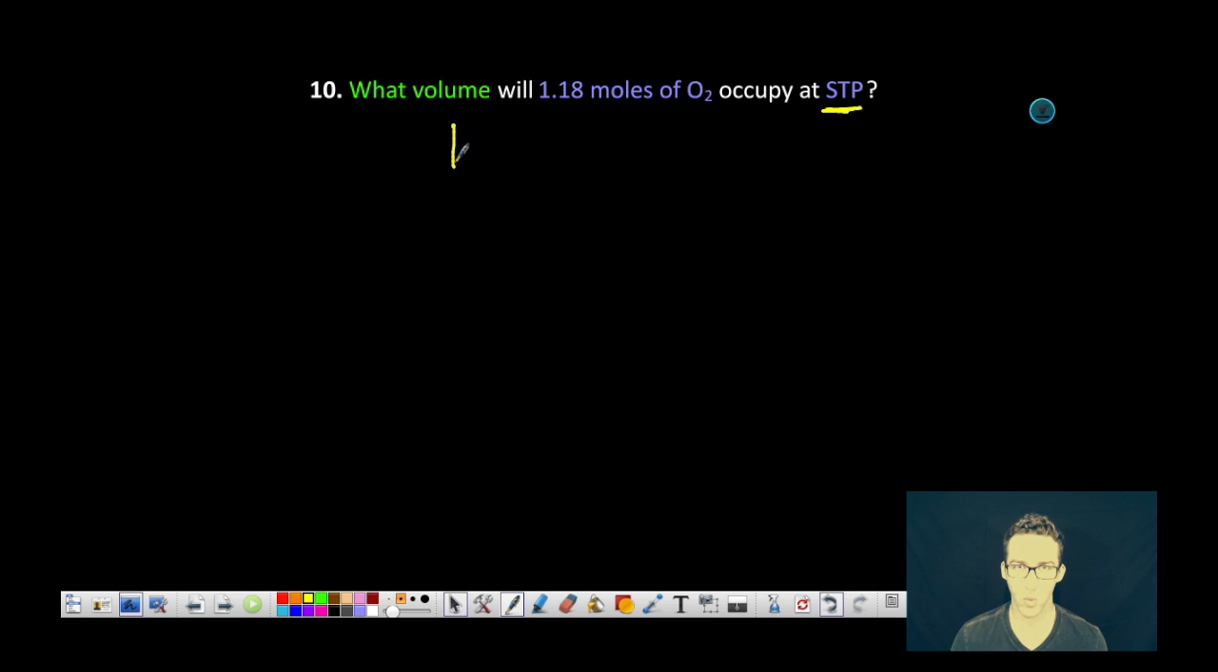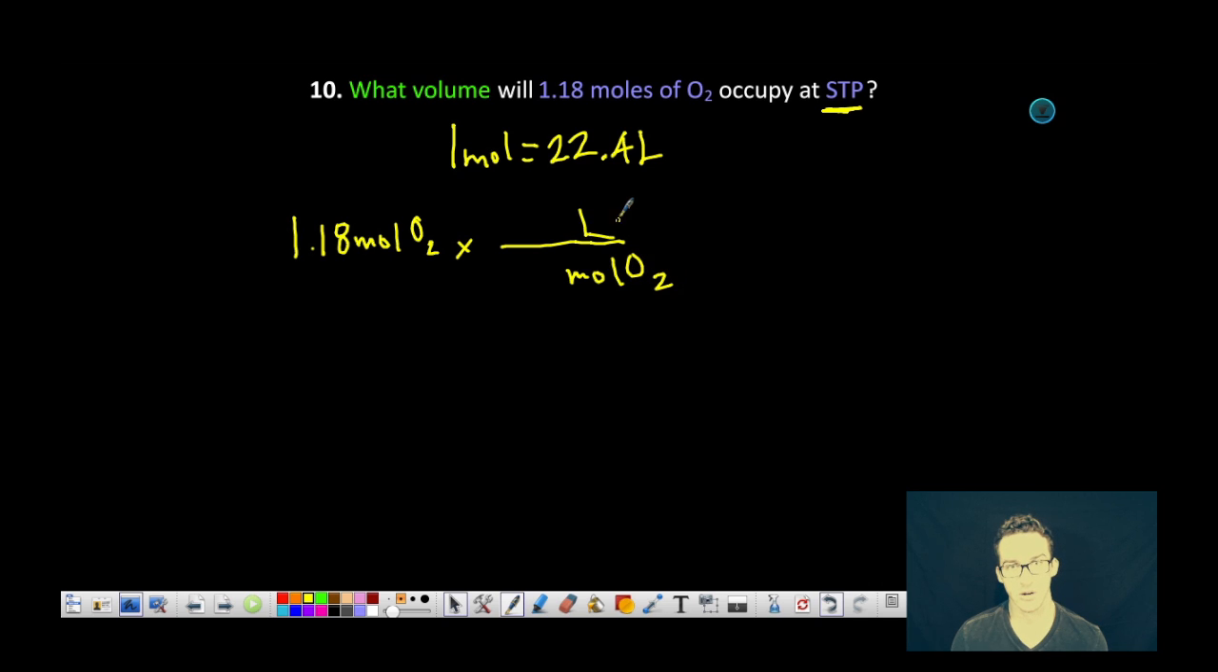You simply have to remember that 1 mole of any gas at STP is equal to 22.4 liters of that gas. So as we look at this question, we have a little bit more than 1 mole, so we should have a little bit more than 22.4 liters. We're going to bust it into some dimensional analysis here. So 1.18 moles of O2 times liters of O2 per mole of O2. 1 mole is equal to 22.4 liters.